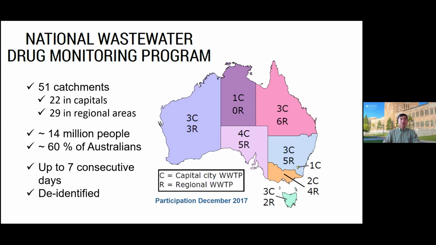So every 2 months, we collect up to 7 wastewater samples from each treatment plant in the capital, in the urban area, and every 4 months, we collect a sample from the rural area, because logistically, it is more challenging and difficult to collect samples in the rural and remote areas of Australia. All the samples are de-identified. We give each of the treatment plants a code number, and we only report the code number in all the documents.